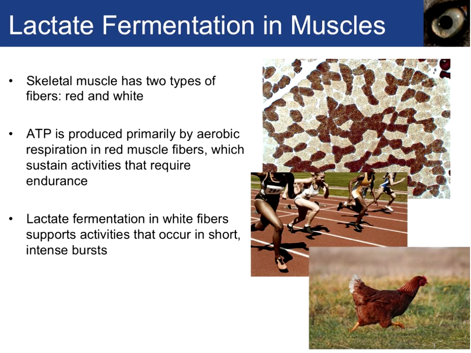So lactate fermentation in the white fibers supports activities that occur in short, intense bursts. This is the white meat, such as in the turkey breast meat. People are born with different proportions of white and red muscle fibers, and this makes them more suitable to sprinting or long-distance running. In the end, especially your professional athletes, they found that they're born with different proportions of the white or red muscle fibers that make them better at either the long distance running or the sprinting. And so usually you are not good at both.